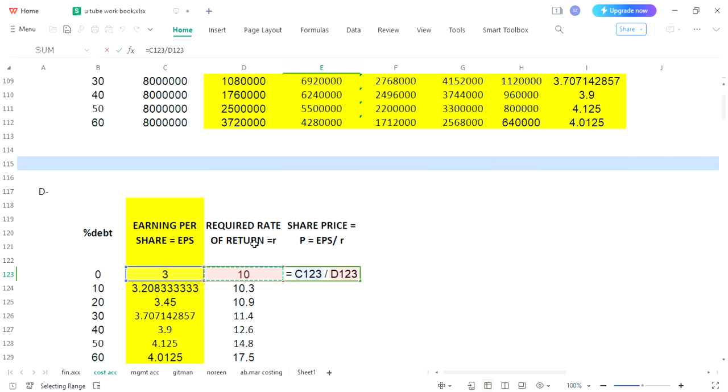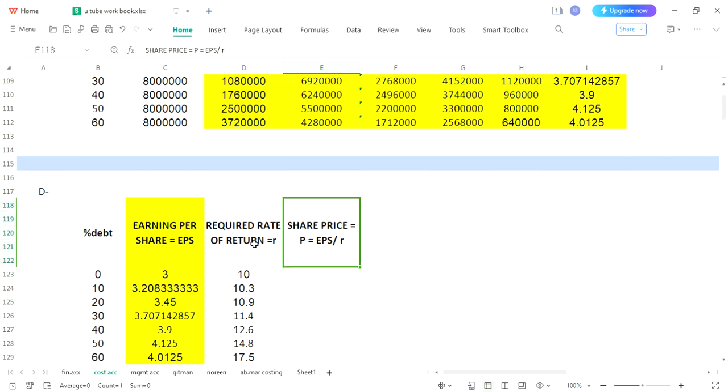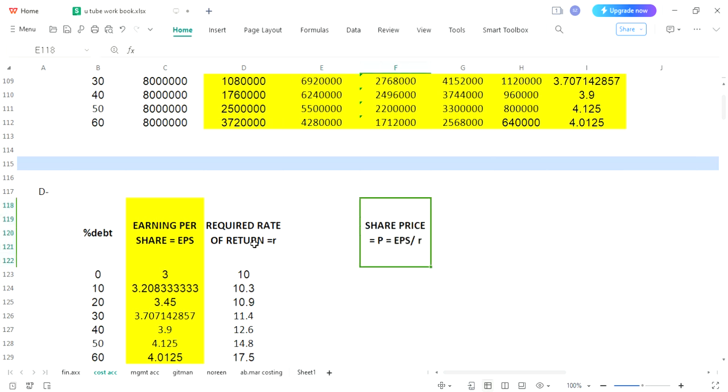So we'll have to make another column so that you can understand what we are going to do. Here we will write percentage.